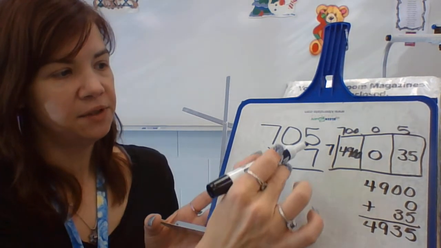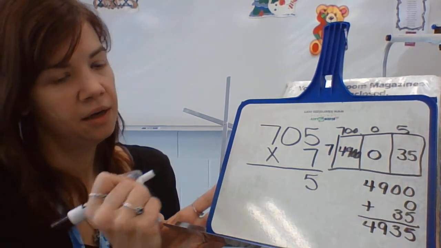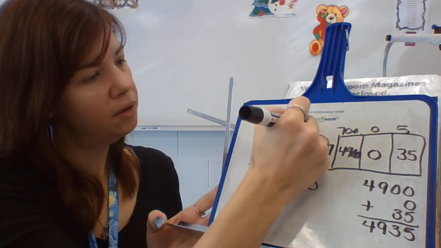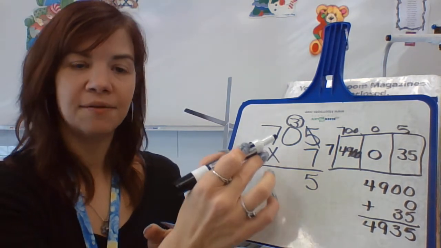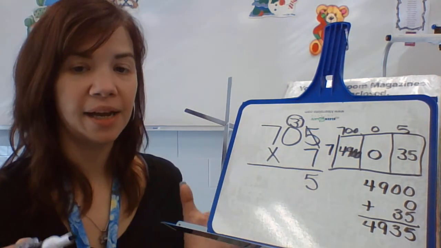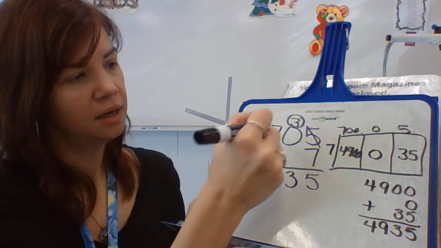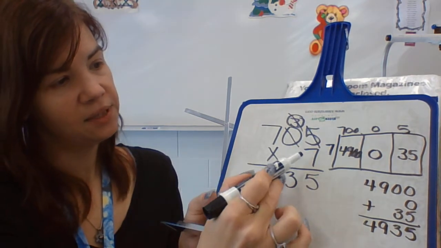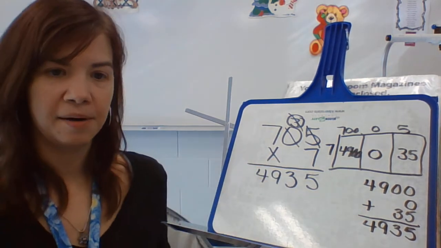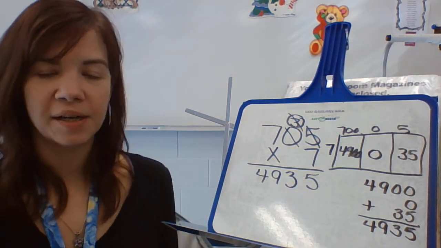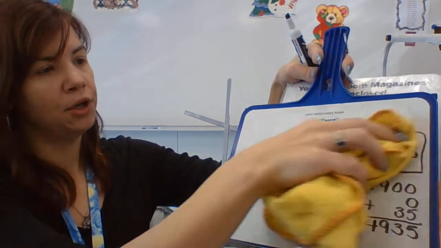Okay. Well, 7 times 5, again, that's that box that's over there. We've already done that one. Write our number, and I've now used my 5. 7 times 0, again, is 0, because anything times 0 is 0. So 0 plus 3. And the last one, 7 times 7 is 49. And there we have 4,935.